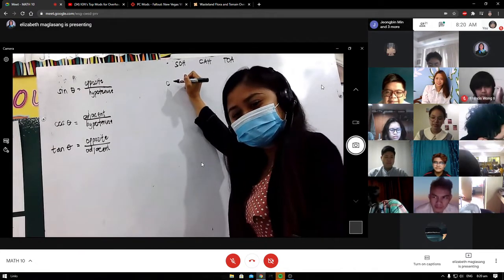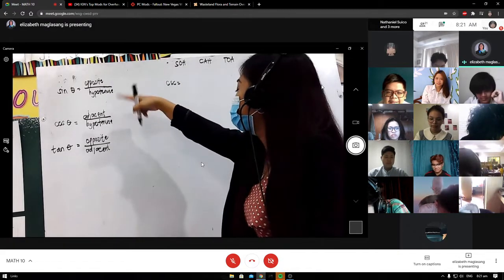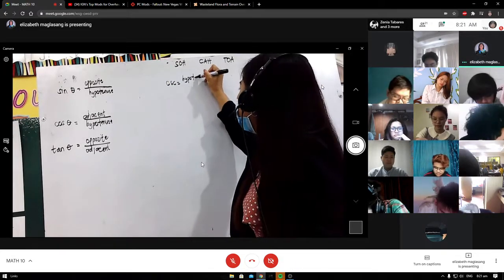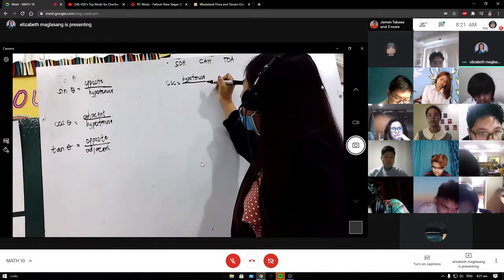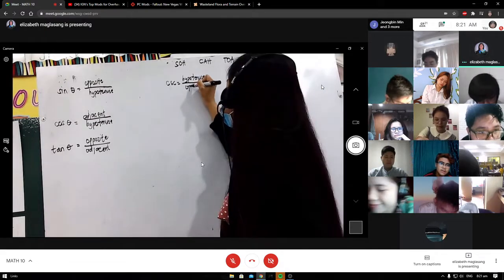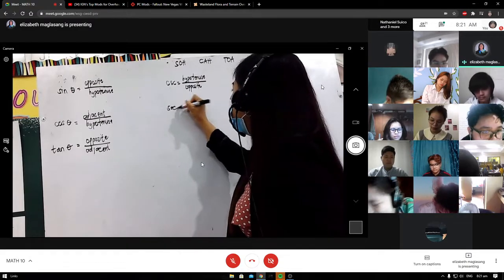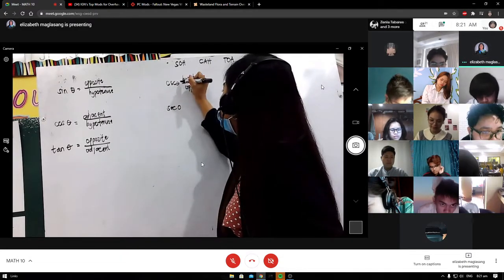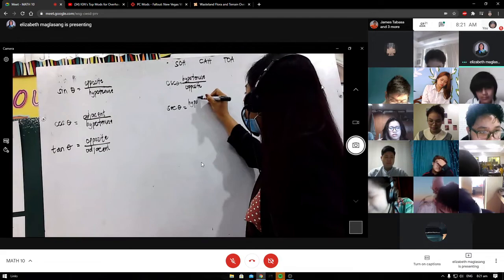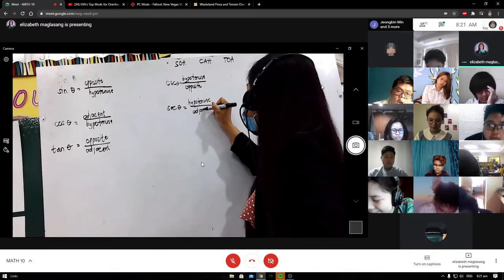Second, cosecant equals the inverse of your sine, which is hypotenuse over opposite. Next is secant. Secant theta, that is hypotenuse over adjacent.